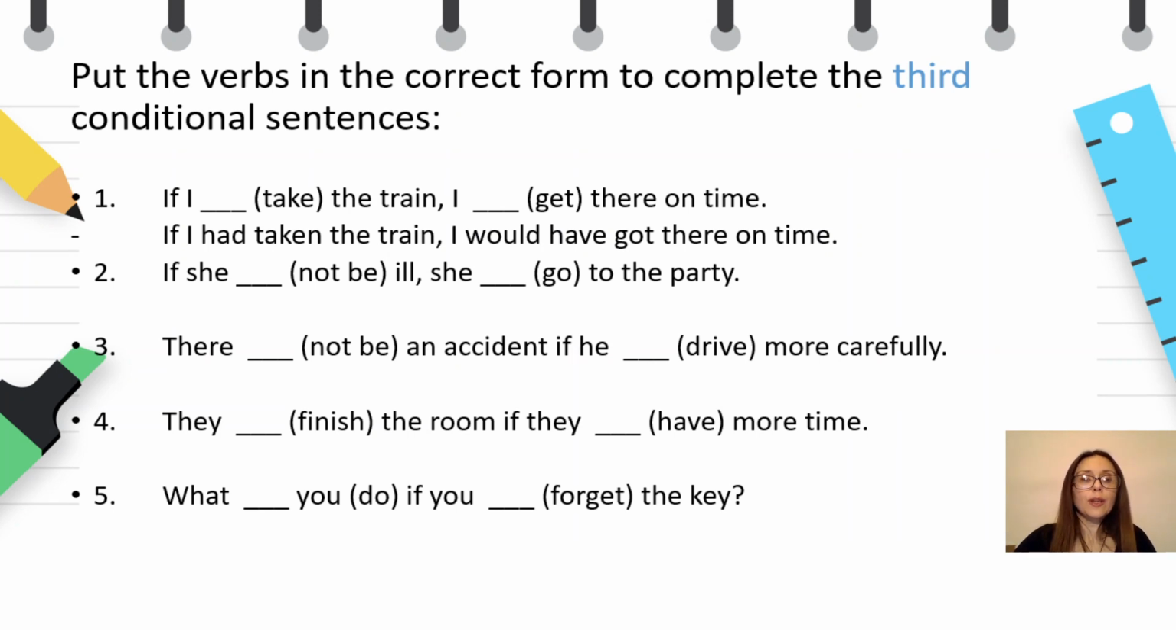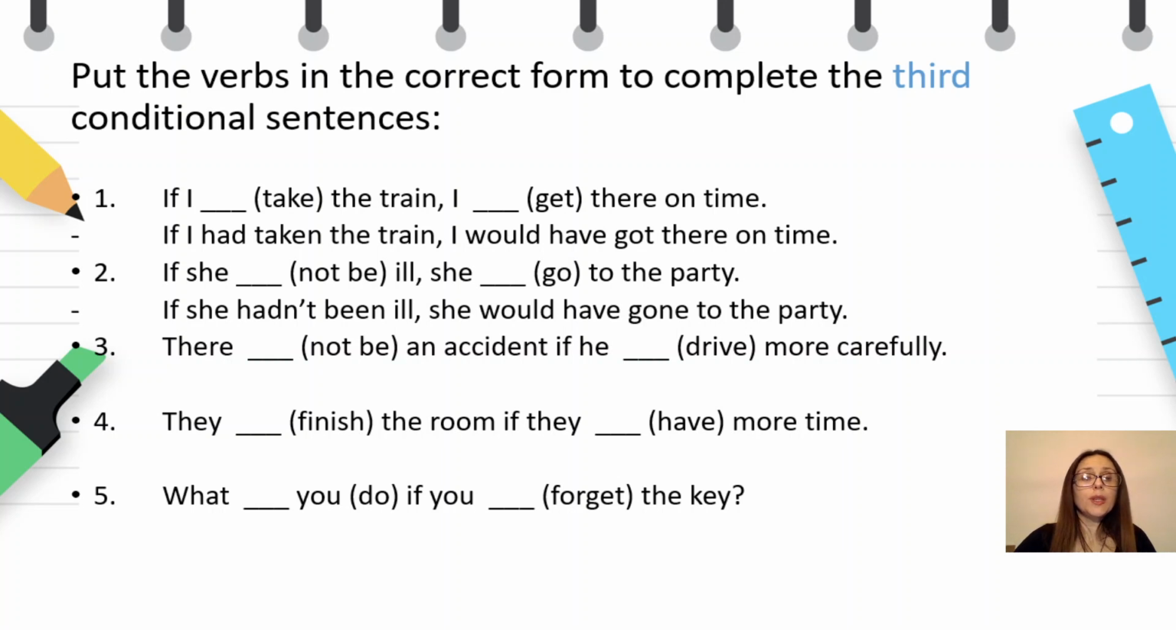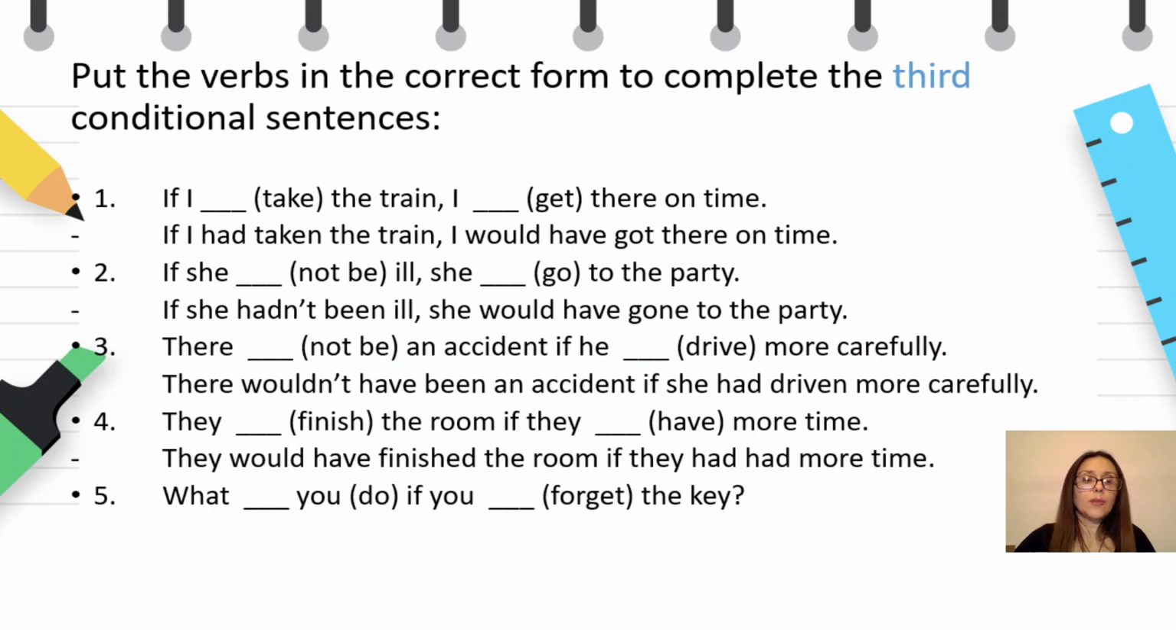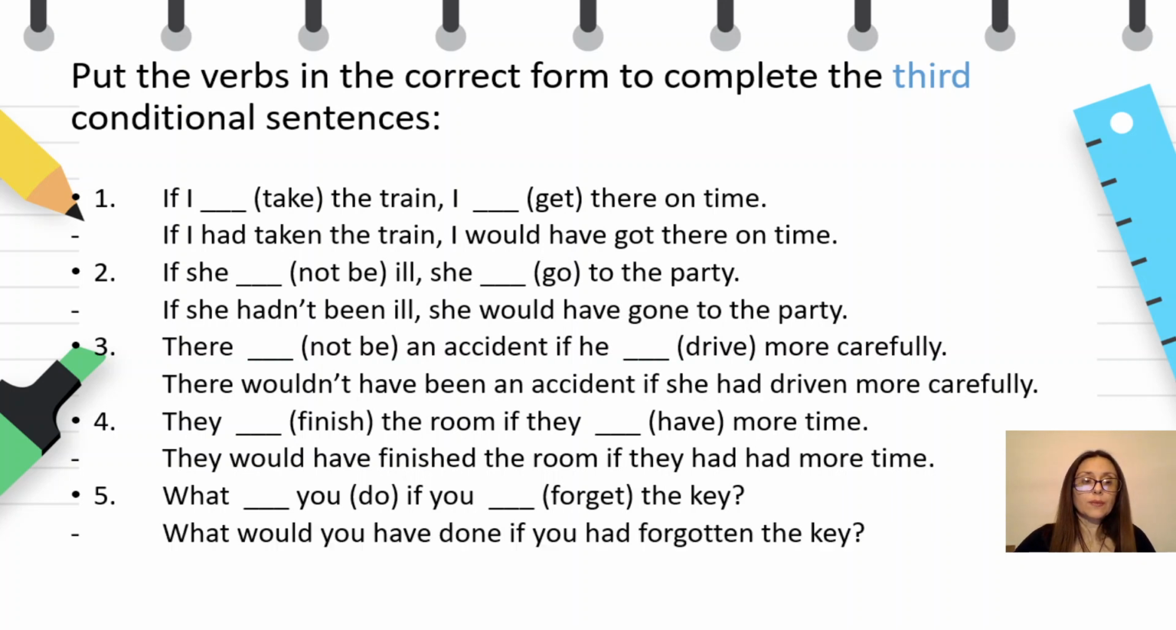If I had taken the train, I would have got there on time, was the answer to the first sentence. The second one. If she hadn't been ill, she would have gone to the party. The next one. There wouldn't have been an accident if she had driven more carefully. The fourth one. They would have finished the room if they had had more time. And the last one. What would you have done if you had forgotten the key?